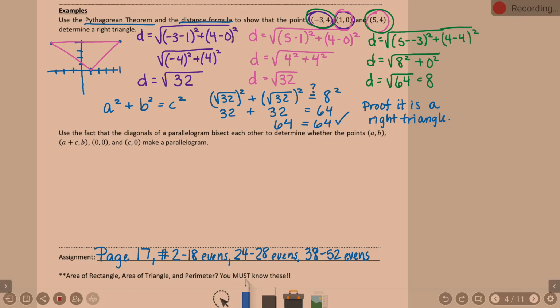No, because if the third side ends up being the same, it's an equilateral triangle. Yeah, that's true. I'm trying to think. I don't think two equal sides automatically means it's a right triangle, because they could be at other angles, I think.